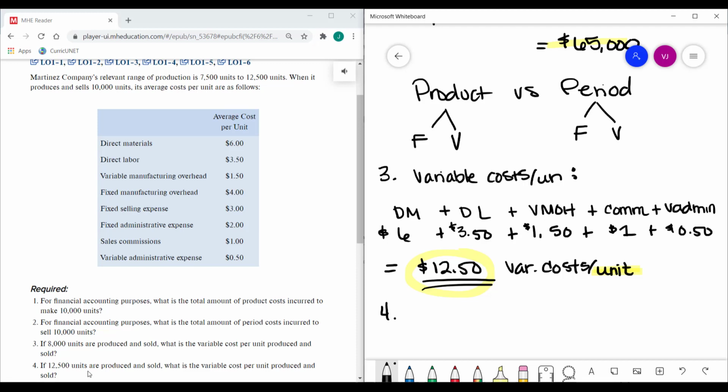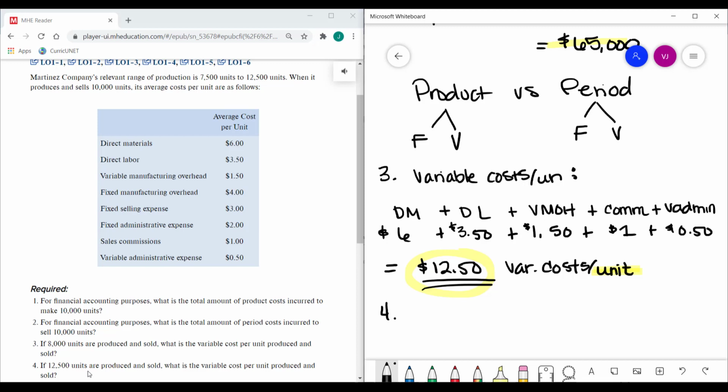So we know that within the relevant range, variable costs stay the same per unit, and they vary proportionately in total as activity varies. Fixed costs within the relevant range will stay the same in total, but vary inversely per unit as activity varies. So now they're asking us the same question they did in number 3, but with a different level of activity. If 12,500 units are produced and sold, what is the variable cost per unit now? We found it for 8,000 units, but what is it now at a level of 12,500 units?